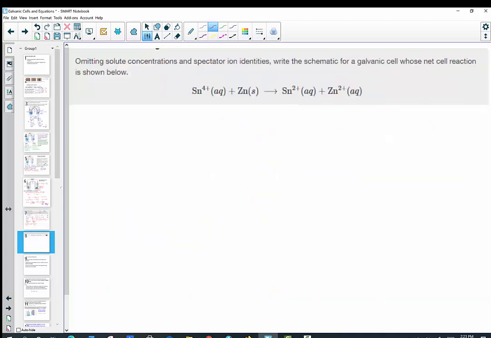Want to pause and try one on yourself? Give yourself some think time, pause the video, and come back when you've had a chance to try this problem.